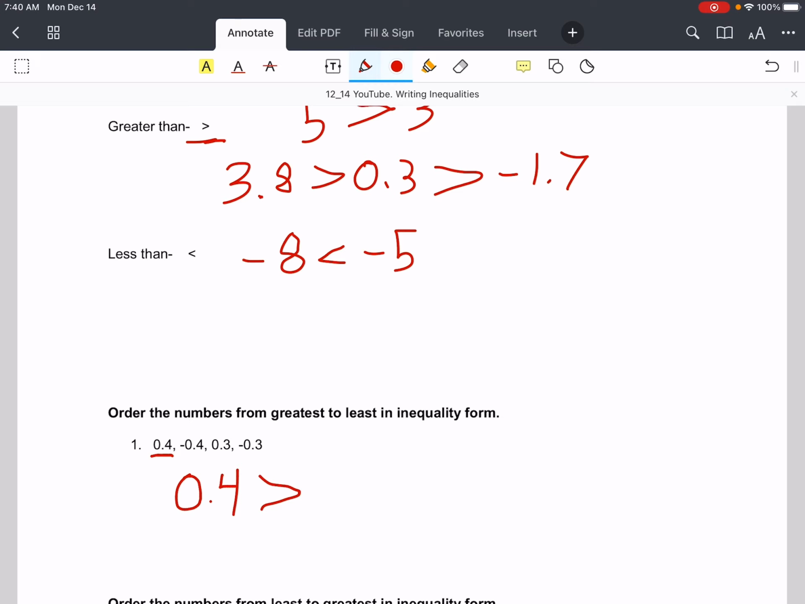So I'm going to say, well, 0.4 is greater than, and because I'm using all of these numbers, I need to find the second greatest number, which is here, 0.3, and 0.3 is greater than, next biggest is negative 0.3, and finally, negative 0.3 is greater than negative 0.4. So I have ordered the numbers from left to right, of greatest to least, and I've put them in inequality form by using the inequality symbols. Right, this is an inequality symbol.